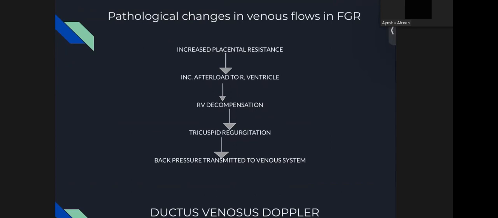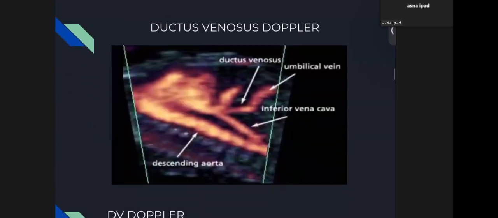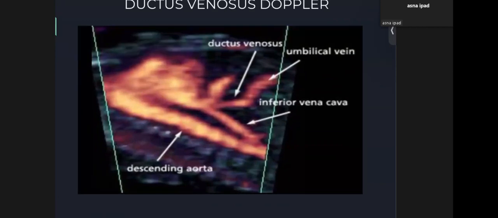Pathological changes in the venous flow in fetal growth restriction occur when there's increased placental resistance, which increases afterload to the right ventricle, leading to right ventricle decompensation and tricuspid regurgitation. This causes back pressure transmitted to the venous system, including the ductus venosus. So, ductus venosus Doppler.